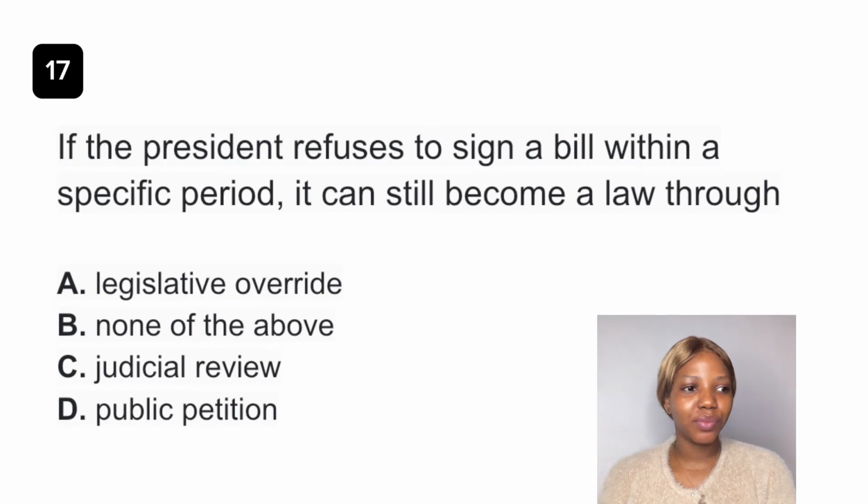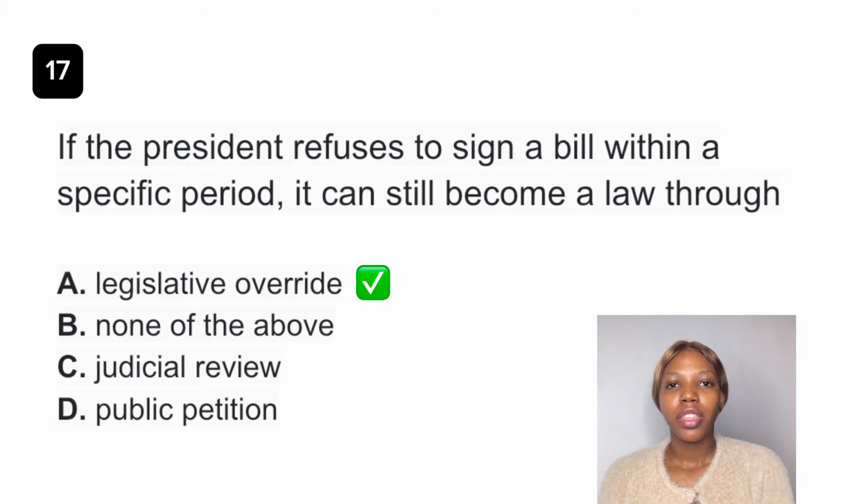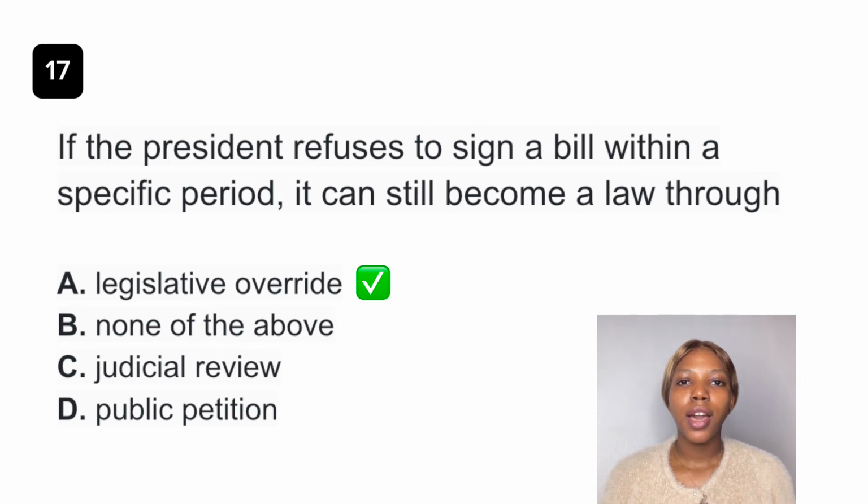Question 17. If the president refuses to sign a bill within a specific period, it can still become a law through dash. The answer to this question is option A, legislative override. Legislative override implies that the bill becomes law without the president's signature. The word override generally means to disregard something. So in this context, it means to disregard the president's refusal to sign. So the answer is option A, legislative override.